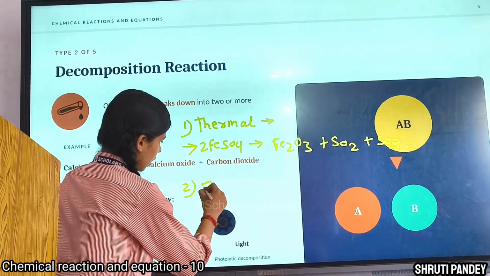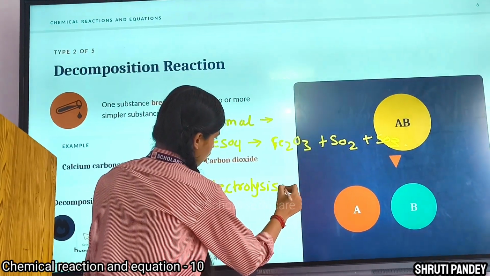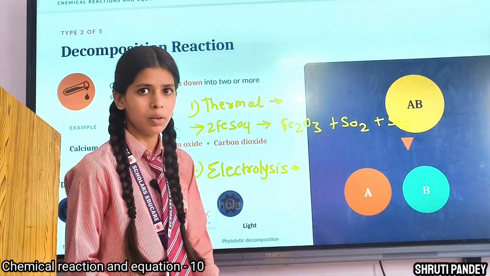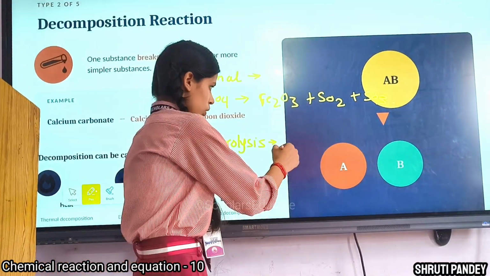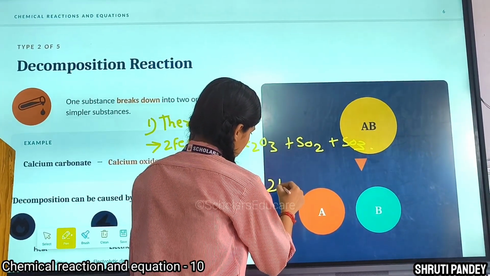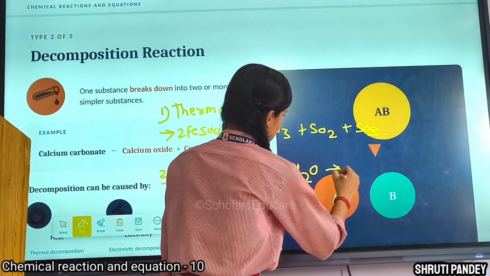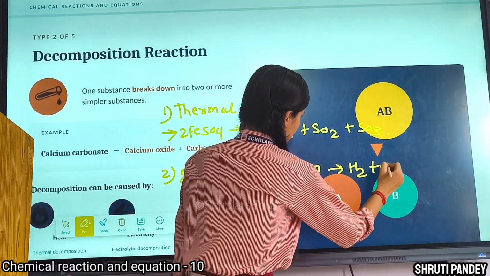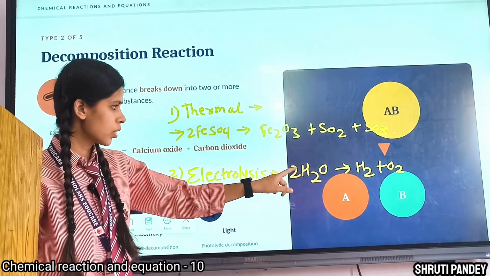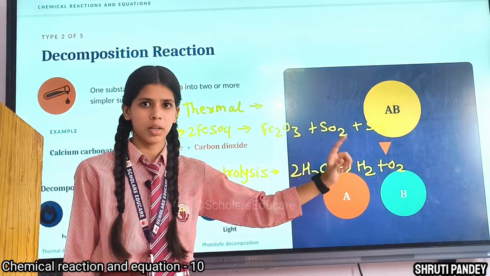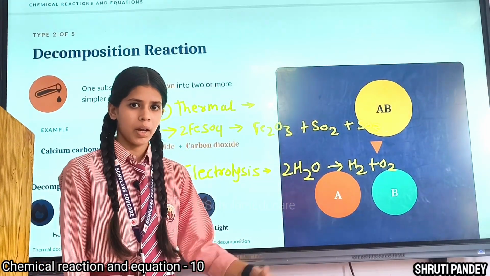Second is electrolytic decomposition. The decomposition done with the help of electricity is called electrolytic decomposition. So the example of electrolytic decomposition is 2H2O gives 2H2 plus O2. In this reaction, water is split into hydrogen and oxygen with the help of electricity. So this is the example of electrolytic decomposition.